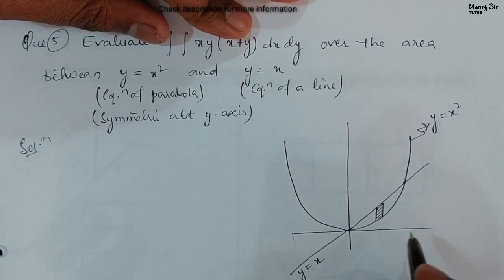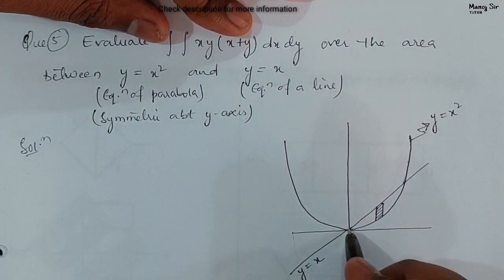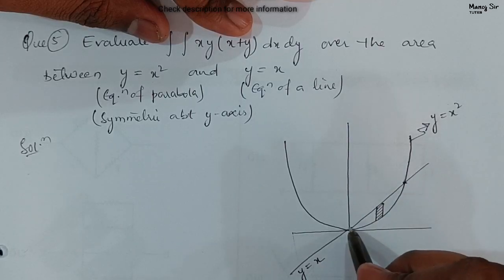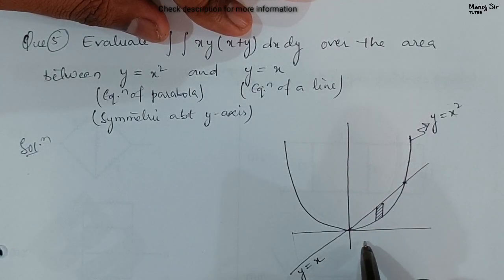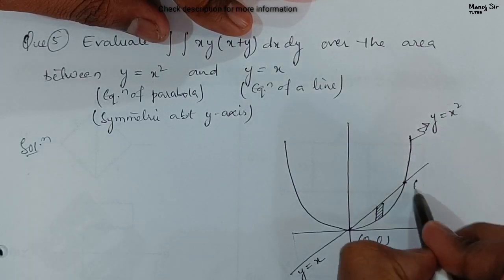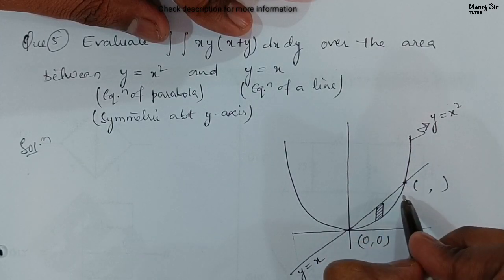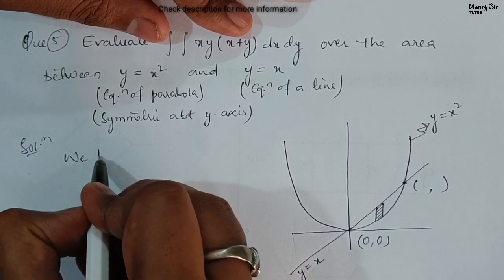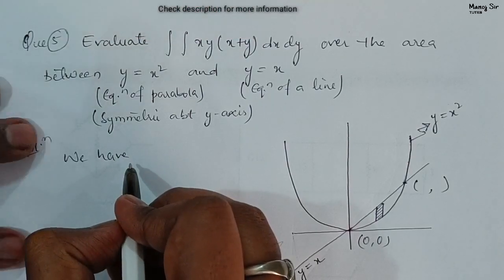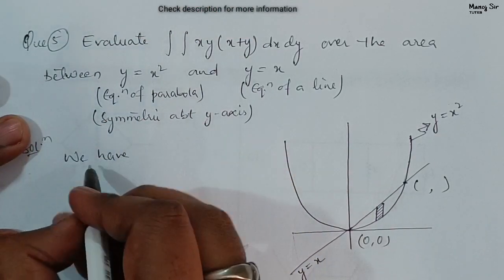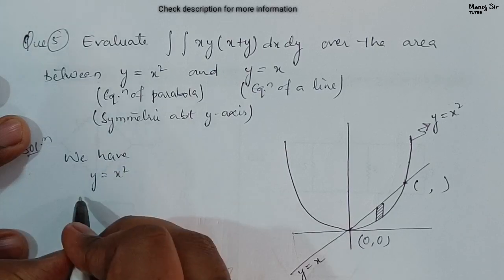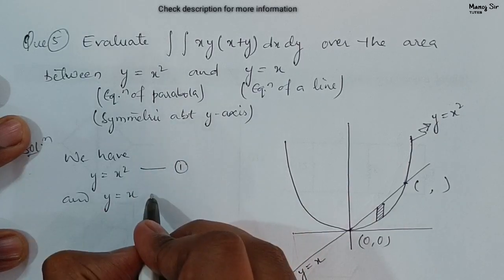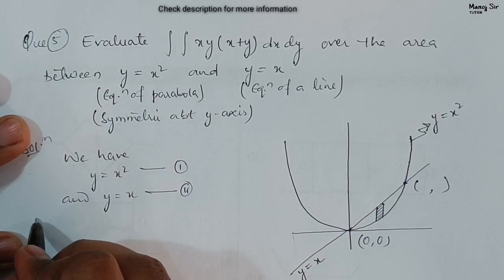So going forward, here we can see the intersection points of this line and curve are this point and this point. This point is clearly the origin, that is 0 comma 0, but we have to find this point, that is its x coordinate and y coordinate. For that we have these two equations, y equals x square and y equals x. Suppose this is my equation 1 and this is my equation 2.